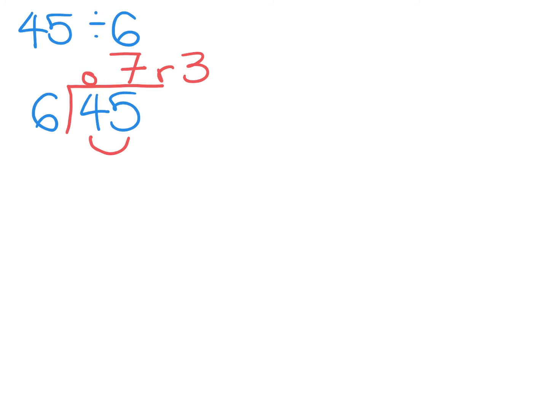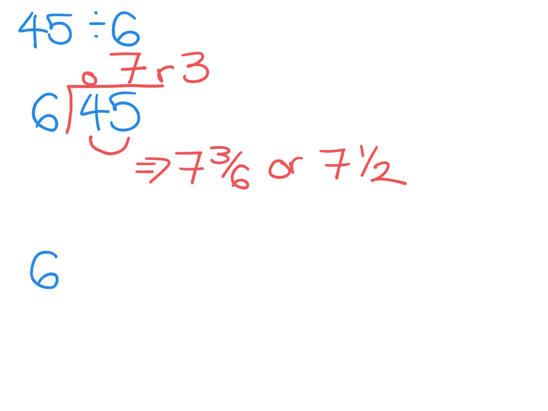It goes in 7 times, and there's 3 left over, because 6 sevens are 42. To get to 45 is 3 more. So my answer is going to be 7 and 3/6. Or, if I'm writing it as a fraction, I want to simplify that down, 7 and a half.